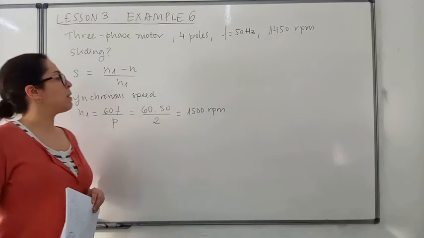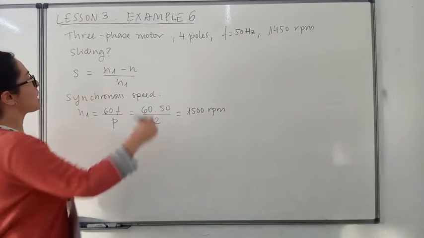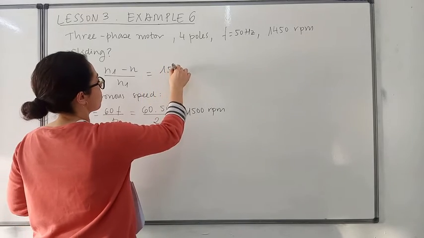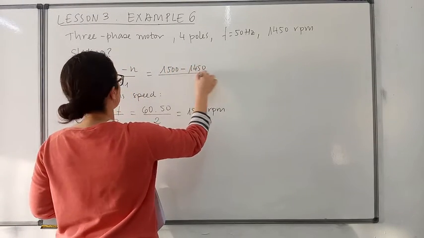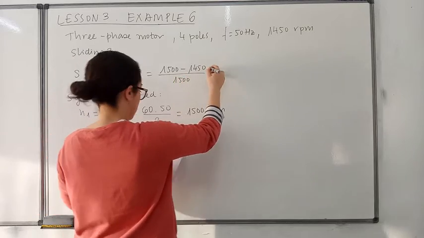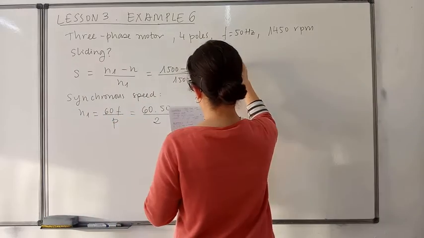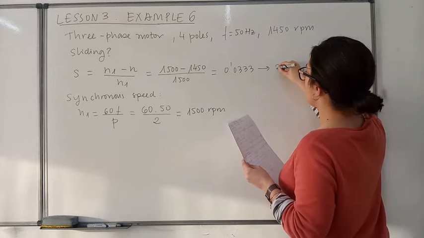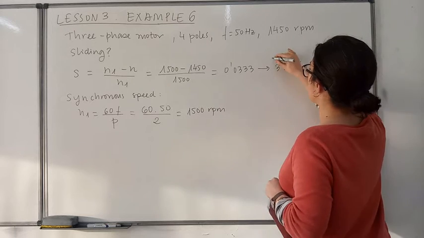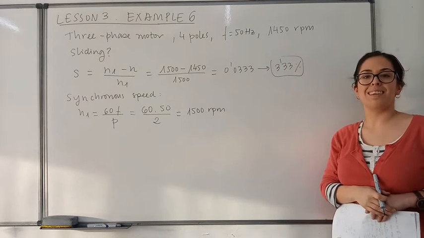1500 revolutions per minute. So then the sliding will be the synchronous speed minus that speed there, divided by the synchronous speed, which gives this result approximately, which expressed in percentage gives 3.33%.